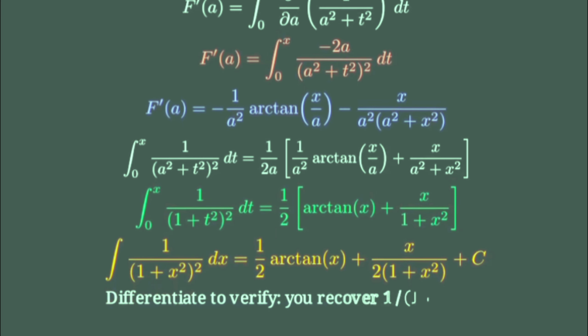As a quick check, if you differentiate the final answer, you recover 1 over the quantity 1 plus x squared, all squared. That confirms the result. This method is powerful because it turns a hard integral into a simpler one, then uses differentiation to build the harder expression. That is the essence of Feynman's technique. Introduce a parameter, integrate, then differentiate.